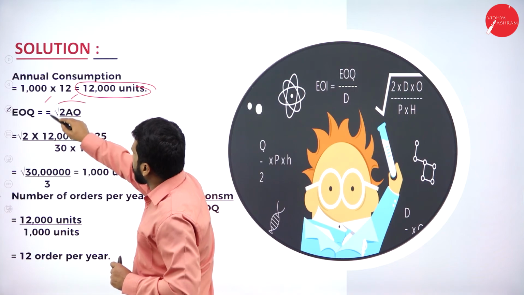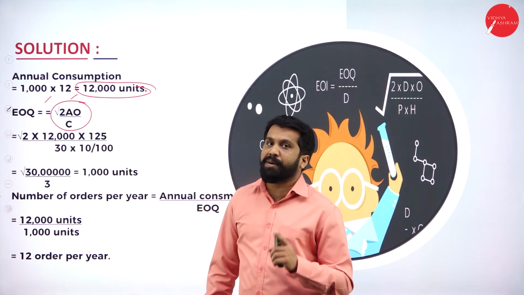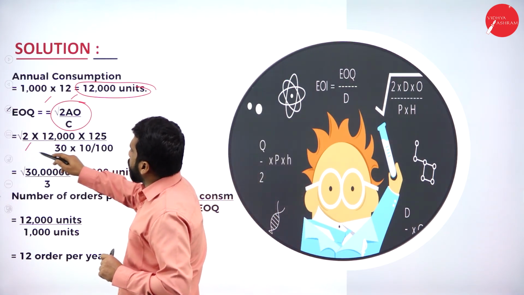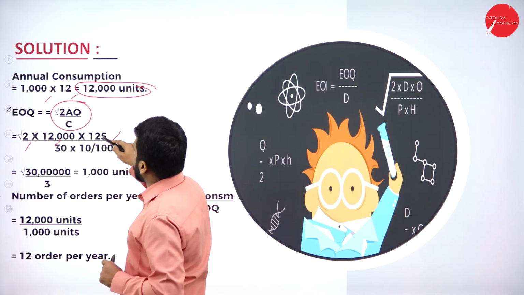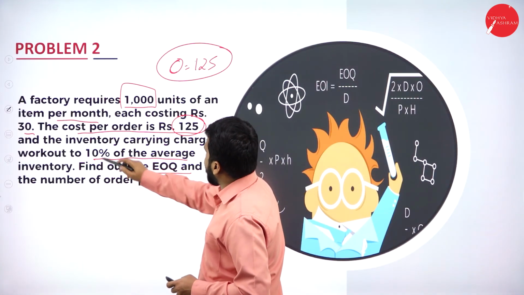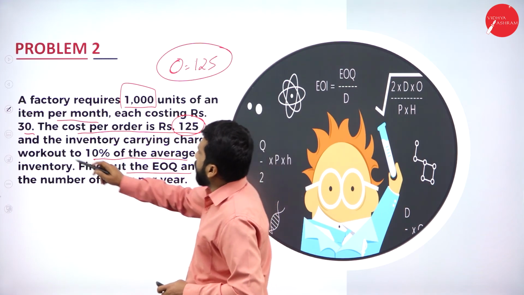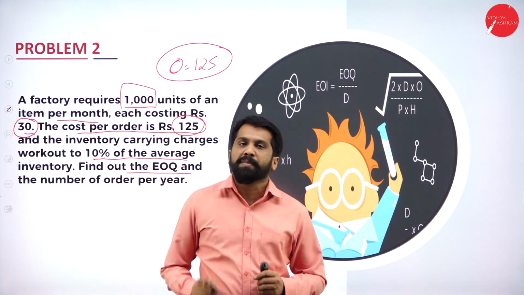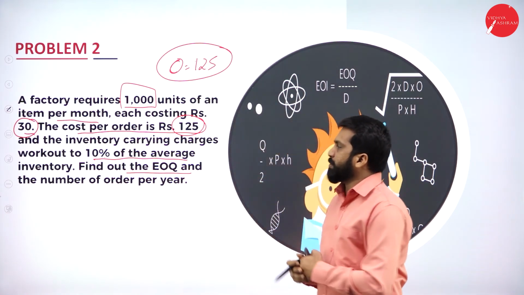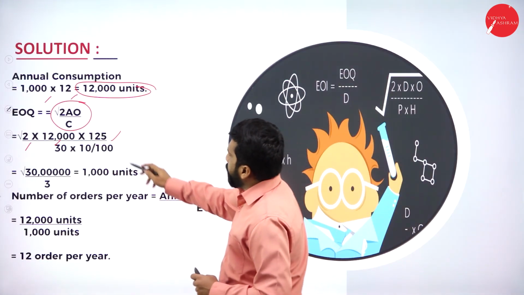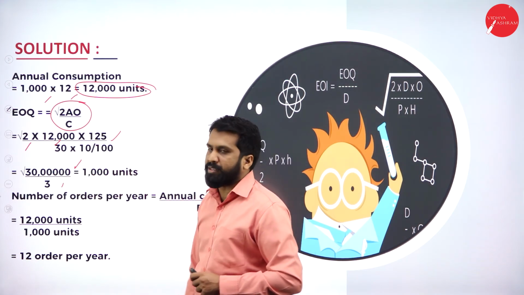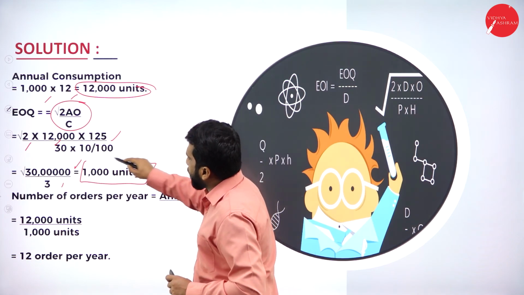EOQ is equal to square root of 2AO divided by C. Now, square root of 2 multiplied with 12,000. As I told you, ordering cost is how much? 125. Your carrying cost, they have given 10% as well as 30. Similarly, your last problem, it was 20 rupees as well as 20%. Similarly, 30 rupees as well as 10%. Now, if you do this calculation, you will get, multiply everything, it is 3 lakh. If you multiply this, it will be 3. Your final answer is 1000 units.